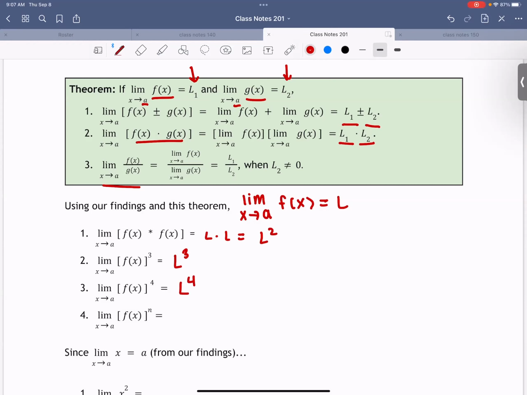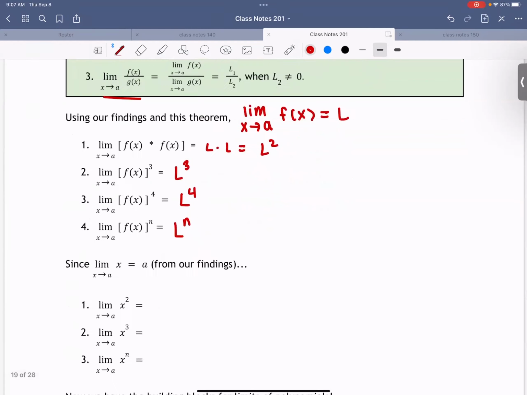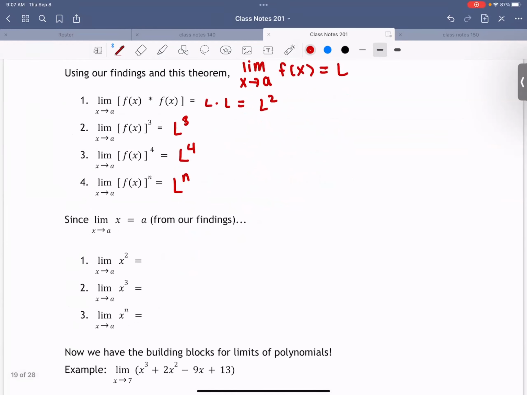In general, the limit as x approaches a of f of x to the nth power, so any power of f of x, is going to be L to the n. I'm not going to prove it for you, but I'm pretty sure we're all convinced that that's true, right? Okay. So putting this together, we know that the limit as x approaches a of x is a, right, from our findings, okay? What do you think the limit as x approaches a of x squared is?